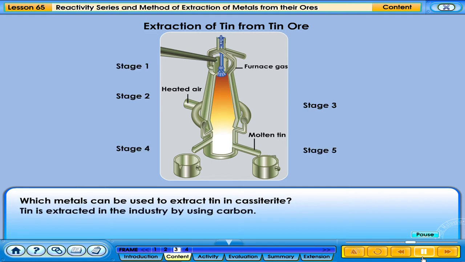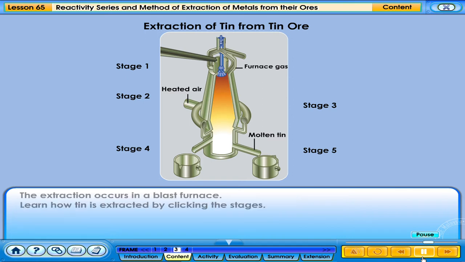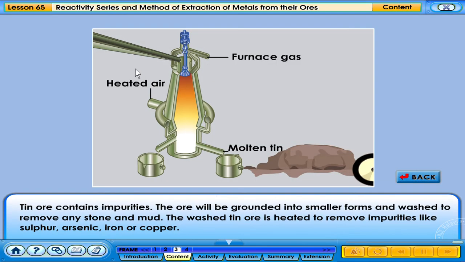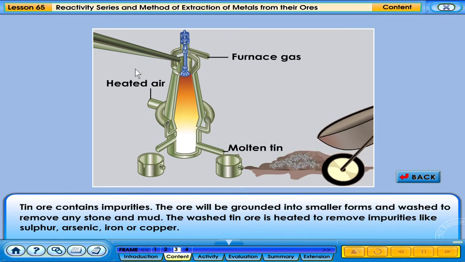Tin is extracted in the industry by using carbon. The extraction occurs in a blast furnace. Learn how tin is extracted by clicking the stages. Tin ore contains impurities. The ore will be ground into smaller forms and washed to remove any stone and mud. The washed tin ore is heated to remove impurities like sulfur, arsenic, iron or copper.